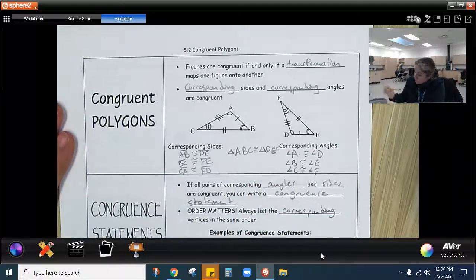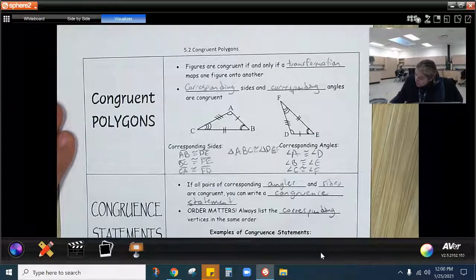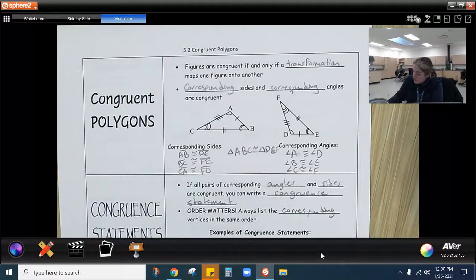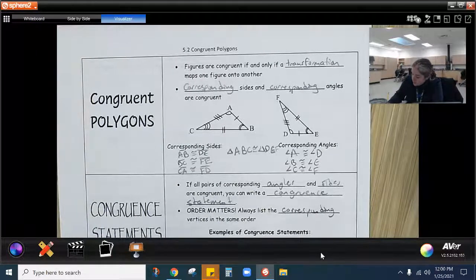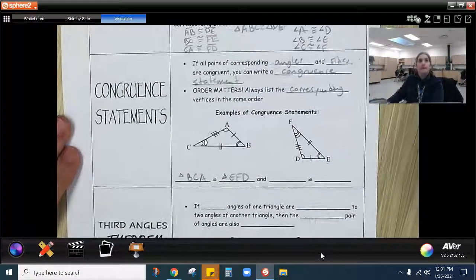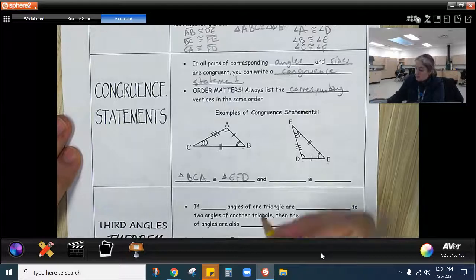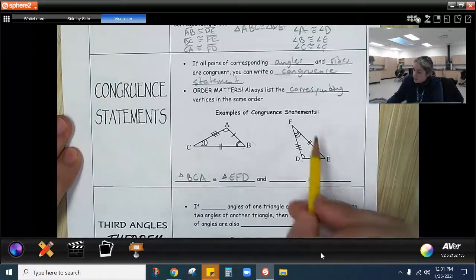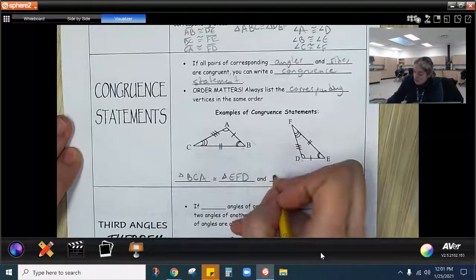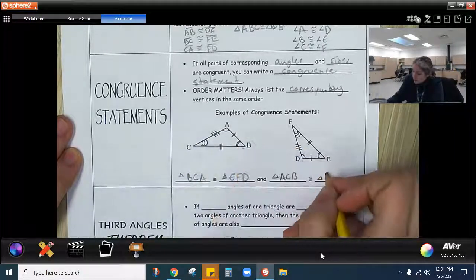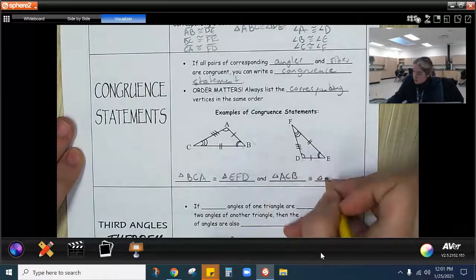I'm just going to change this up, and we're going to do it with BCA. BCA corresponds to triangle EFD, right? Another way we could write it is, because we already did ABC and DEF, now we've done EFD and BCA. So let's do ACB. So we would do DFE.